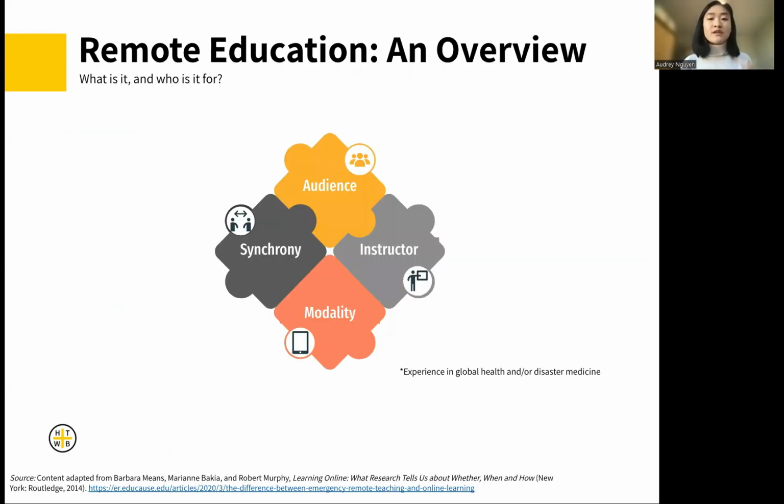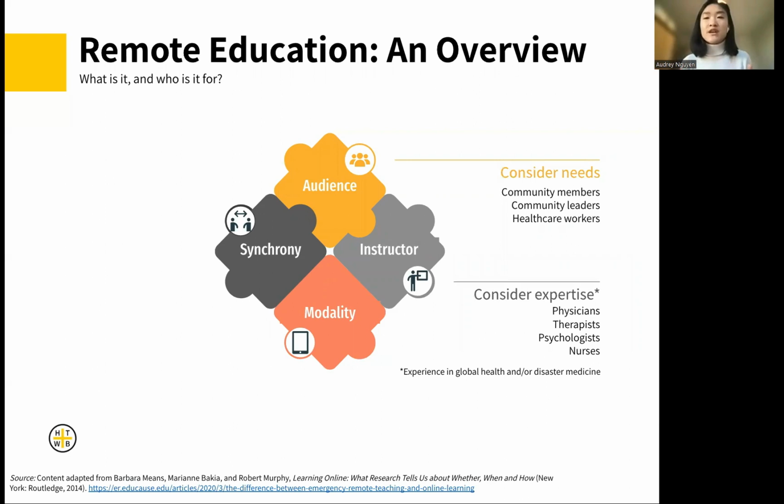First, let's take a bird's eye view of remote education, which is essentially using digital technology to teach others and what we're doing now, for instance. And there are several components to consider. First, think of your audience. This could be community members, volunteers, frontline healthcare workers, and importantly, you want to consider what is it that they need. So for example, if they're community members, it could be screening tools or health education on what to do when a loved one is hurt.